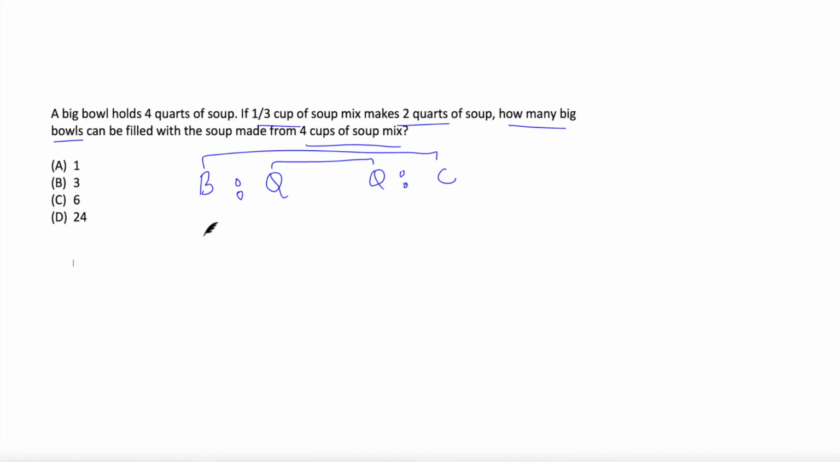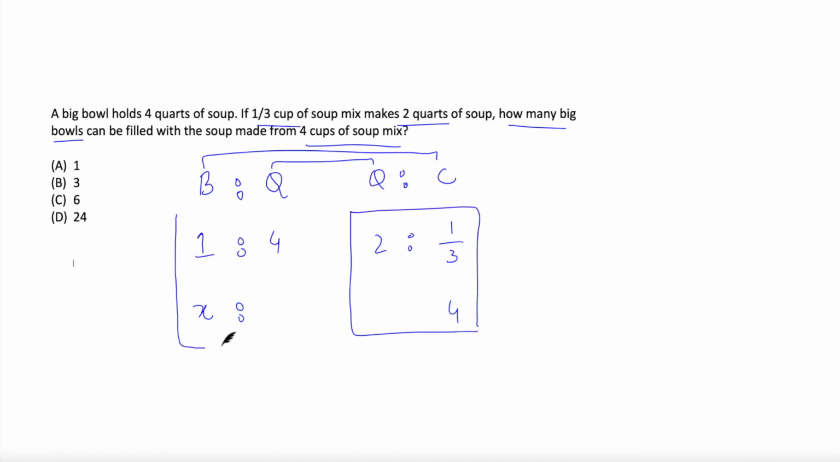A big bowl holds 4 quarts of soup. Okay, if 1/3 cup makes 2 quarts, how many big bowls, this is our variable, this is our target answer, can be filled with the soup made from 4 cups? See? So basically the examiner has related bowls with cups. Now you need to understand that this is one proportion that you have to solve and this is the second proportion that you have to solve. Everything else remains the same.